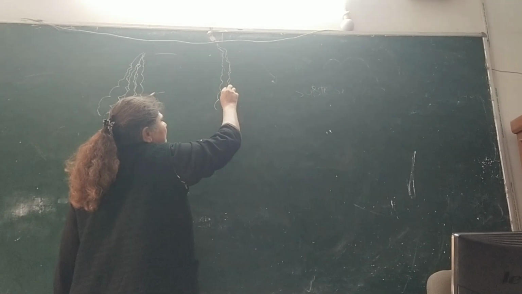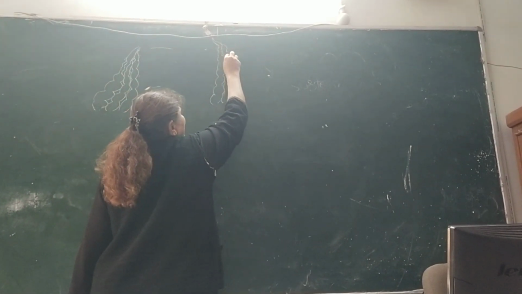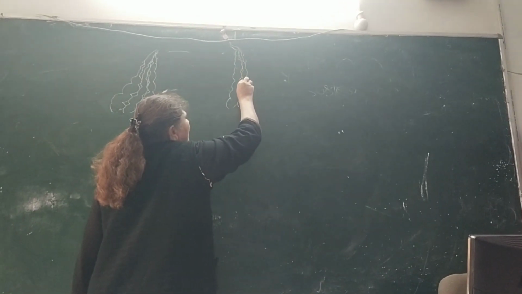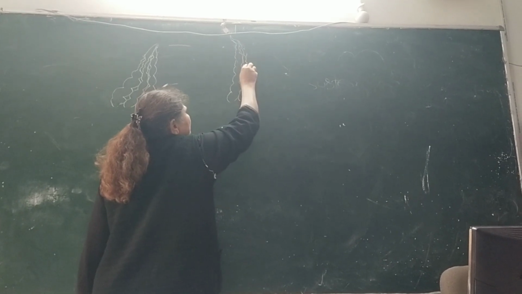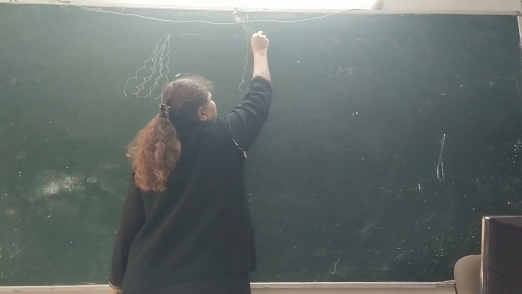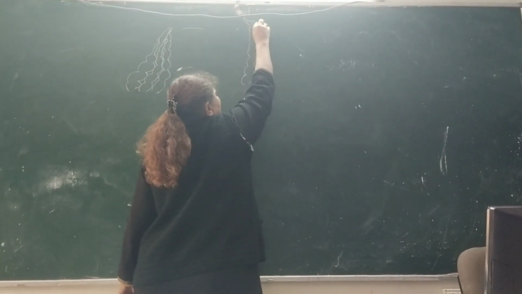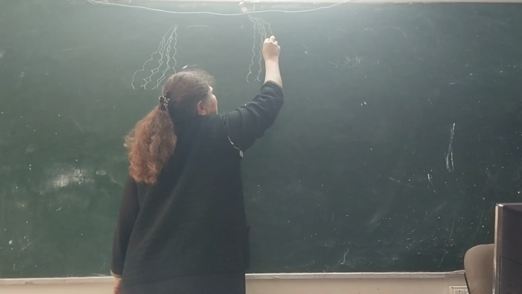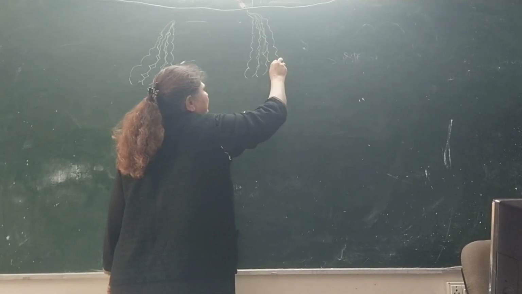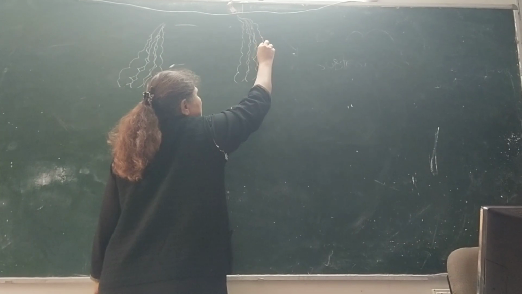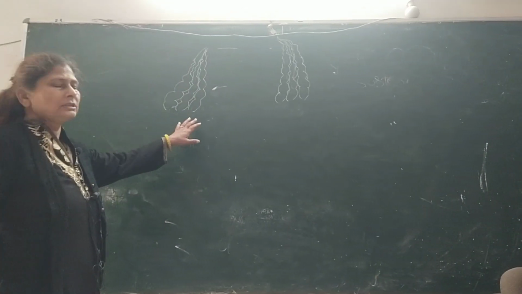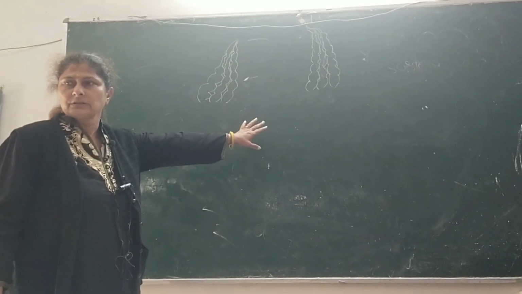Again, the same structure is also there on the other side. On the upper side it is narrow. On the lower side it becomes broad because the size of the egg is continuously increasing from upper to lower side, as the egg matures in descending order. This is clear? One pair of ovaries.